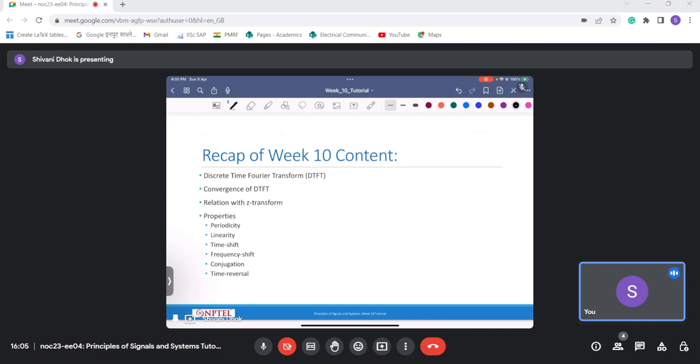In this week, I'll majorly cover the questions which are related to DTFT, and in the coming week, that is week 11, most of the questions will be based on the discrete Fourier transform. After that, in the last week, week 12, I'll cover the system realizations. So let's start with the content revision.